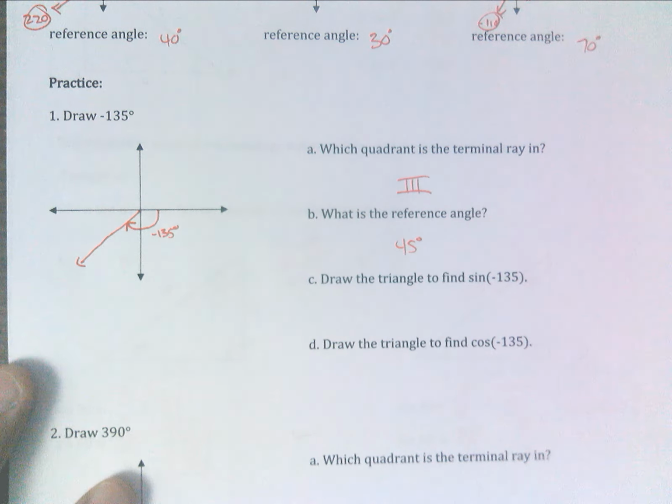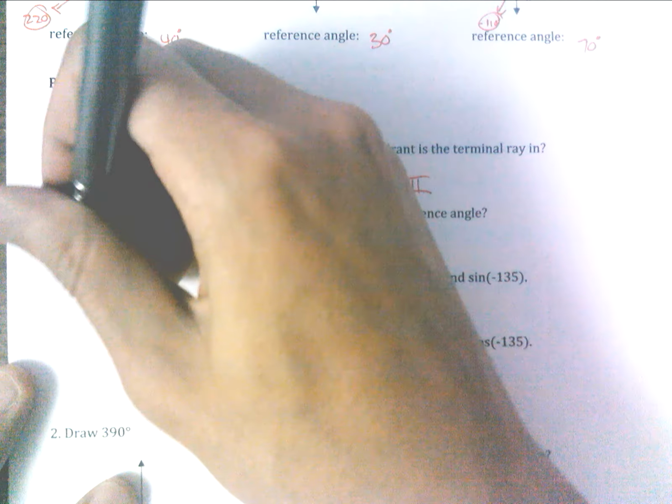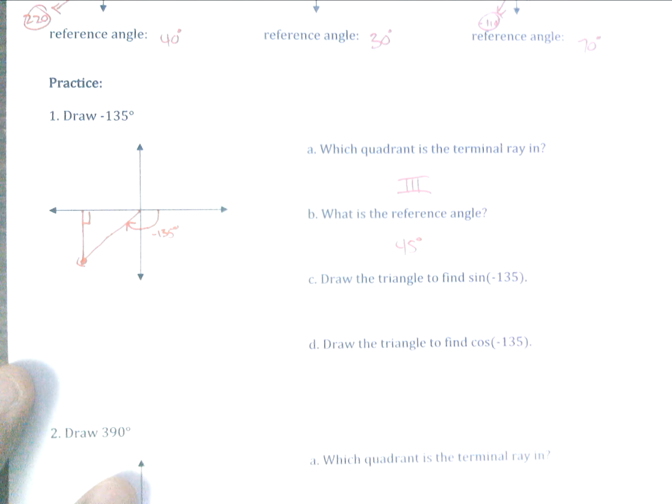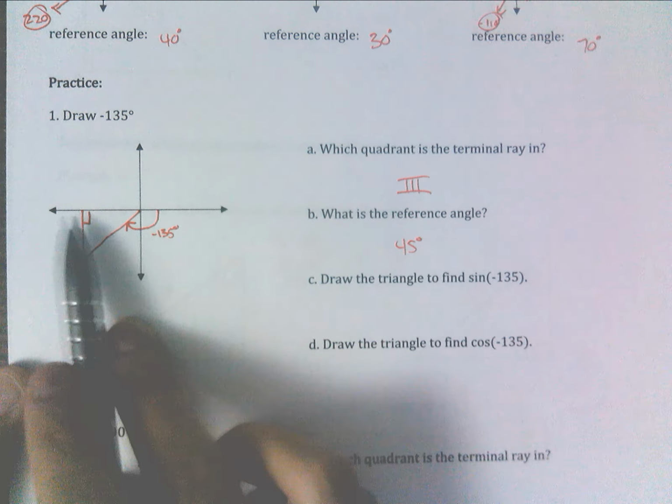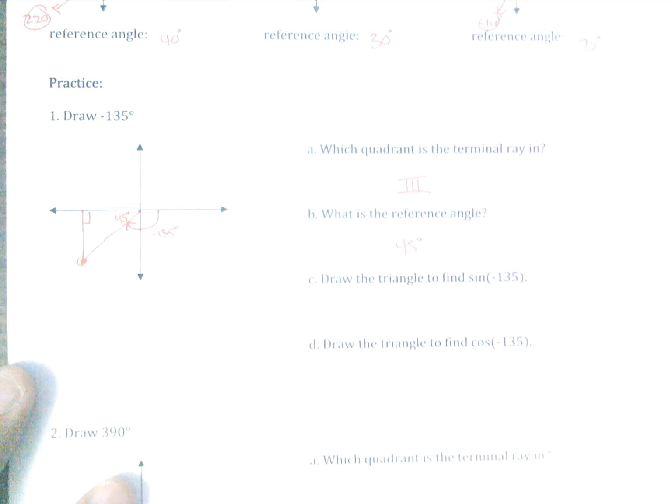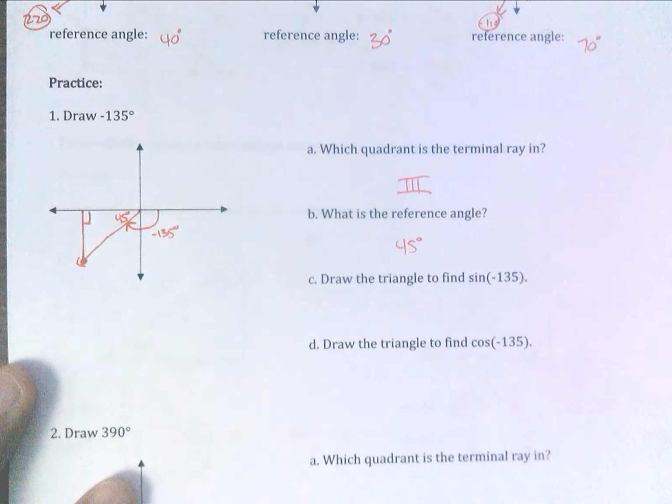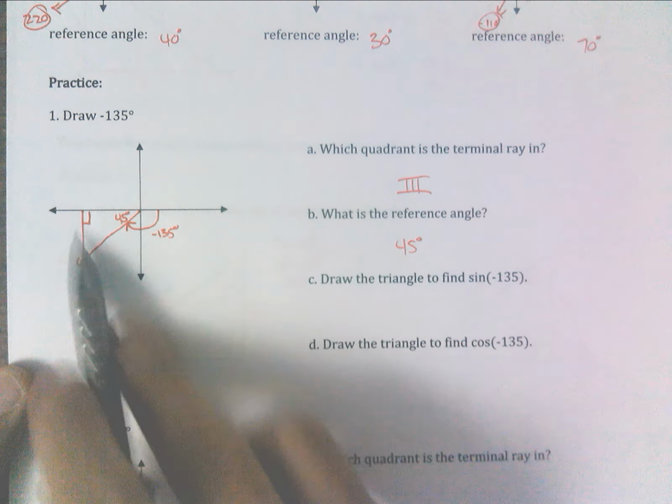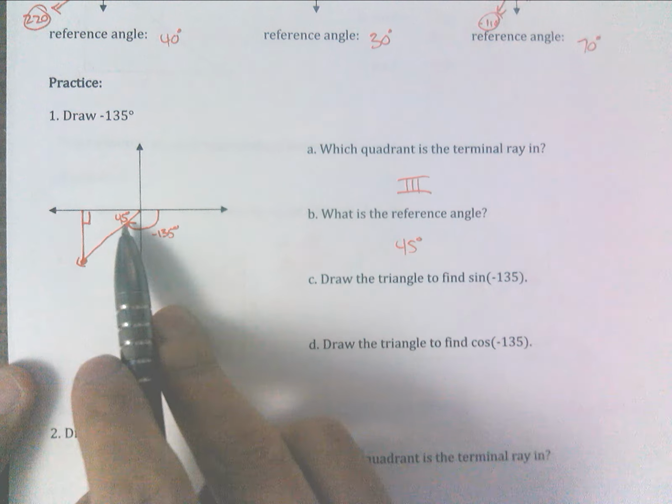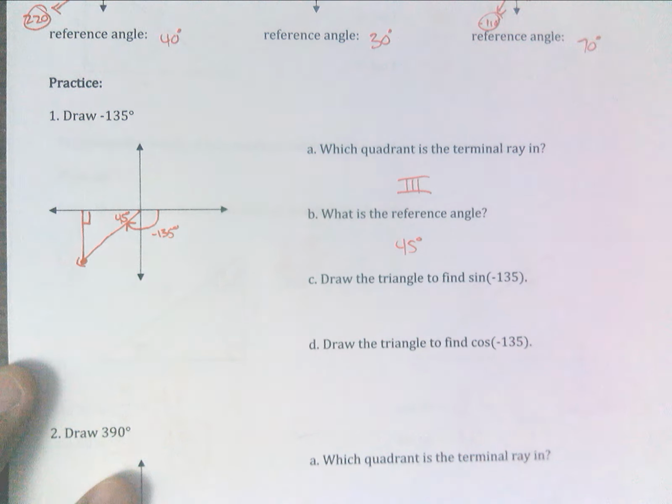Let's take a look at what's going on here. Let's drop a perpendicular. We'll choose any point on the ray, and we'll drop a perpendicular to the x-axis. Always remember that it's to the x-axis. That's what defines a reference angle, the angle made to the x-axis. So this reference angle is 45 degrees. We've got a triangle, particularly an isosceles right triangle, a 45, 45, 90 triangle. So all of these special right triangle rules apply here.